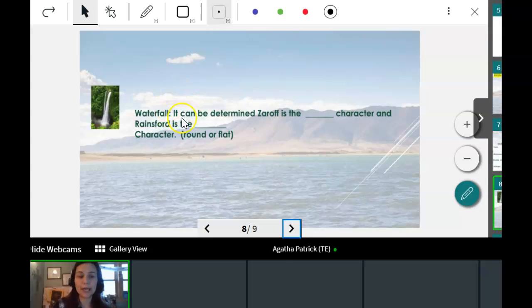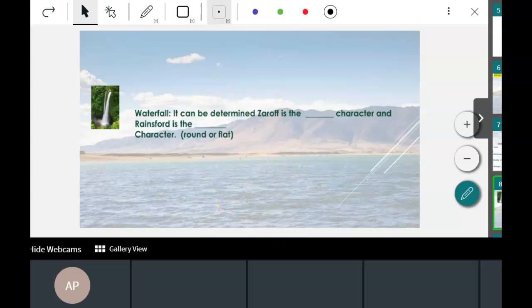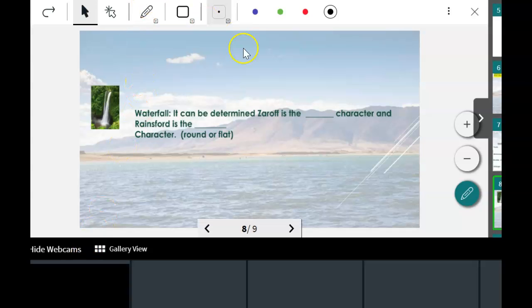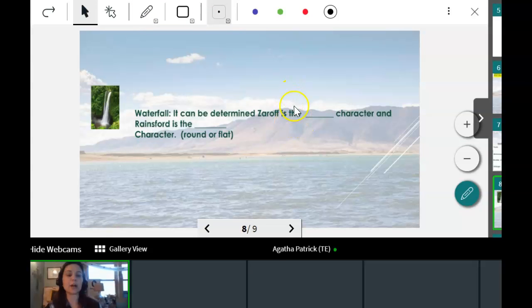We'll do a waterfall activity where everyone types into the chat this sentence. It can be determined Zaroff is the blank character and Rainsford is the blank character. Which character here is the flat versus round character? I'm going to give you about a minute to do this now. Write into the chat now. Great job. It can be determined that Zaroff is the flat character and Rainsford is the round character.